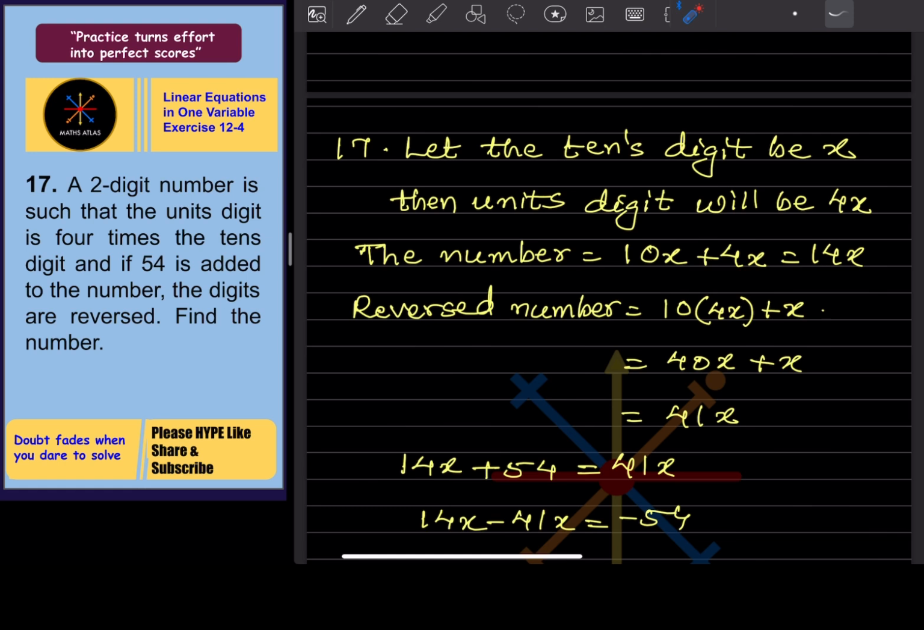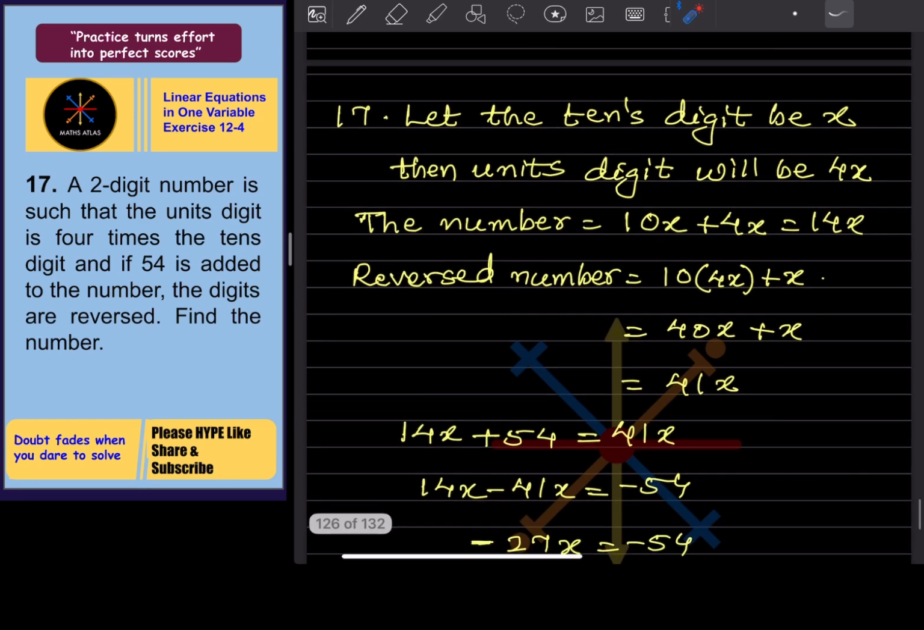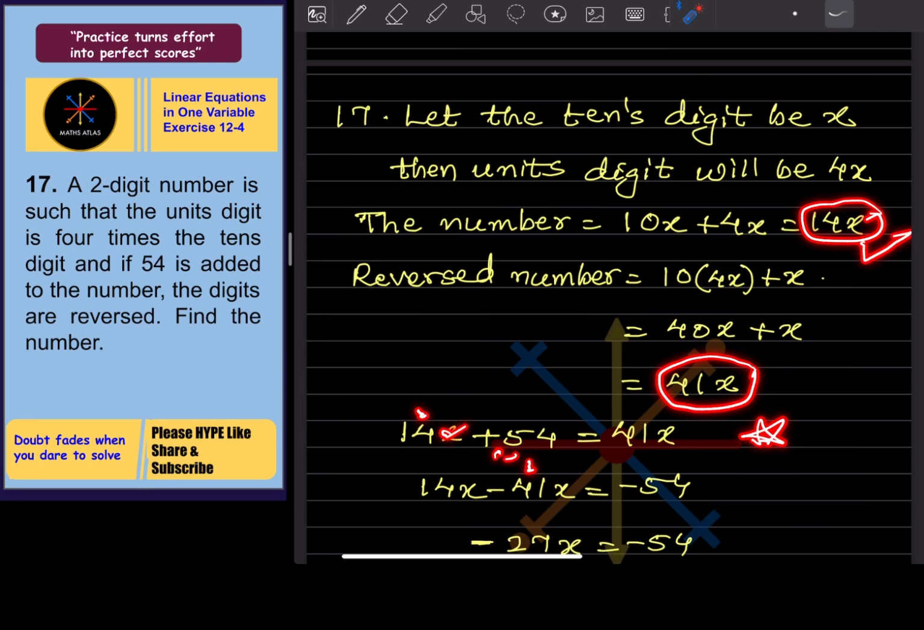So now here, if they said if 54 is added to the number, so which is the number? So here this is the number. So 14x plus 54, the digits are reversed. So after reversing the digits, we get this is 41x. So this is the important equation. So here again I'll repeat. If 54 is added to the number, so this is the number 14x, and if we are adding 54 to it, our digits are reversed. So after reversing the digit, we get that is 41x.